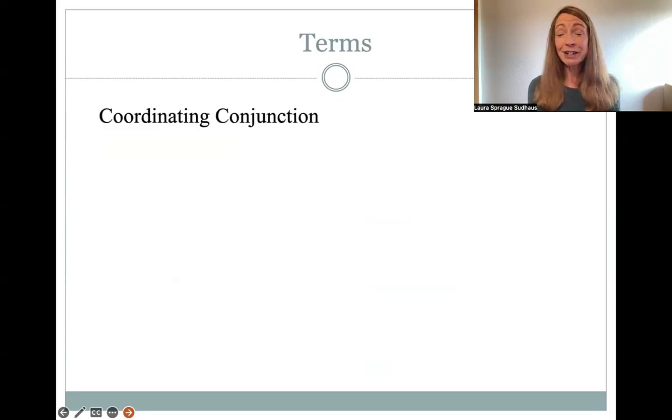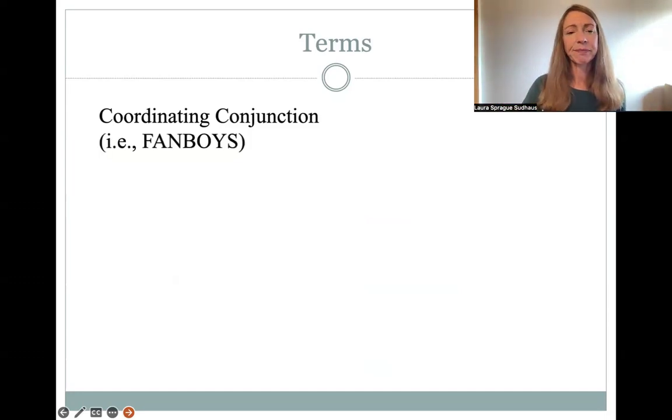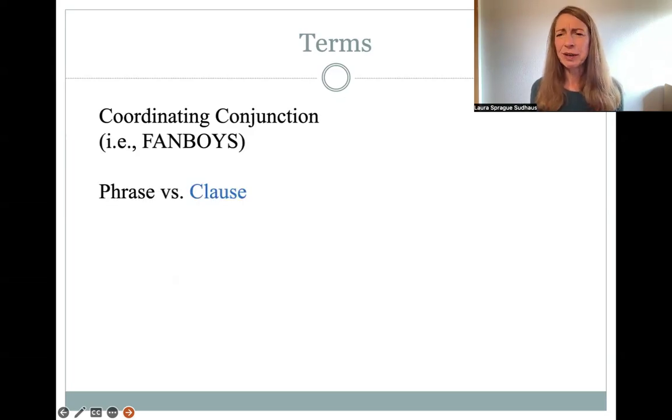So coordinating conjunctions. What are they? They're a part of speech. Do you remember the acronym? The fanboys. Good. And they are small words that connect two items of equal weight. So they could connect phrases, they could connect clauses. All right. Then, what is the difference between a phrase and a clause?